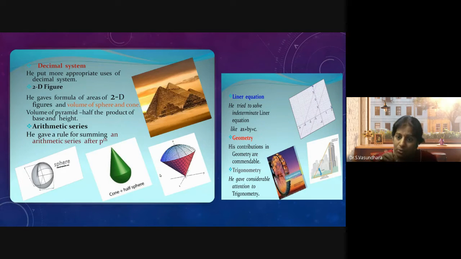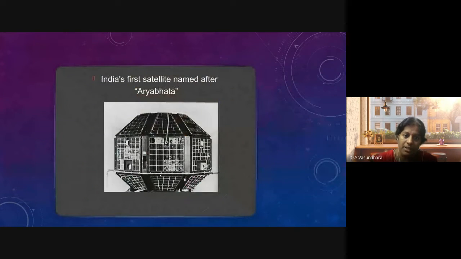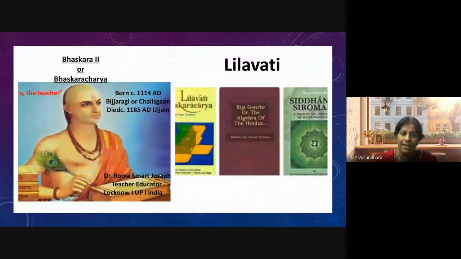So he tried to solve indeterminate linear equations like ax plus by is equal to c. His contributions in geometry are commendable. In trigonometry, he gave considerable attention. And also the first Indian satellite is called by the name Aryabhatta.